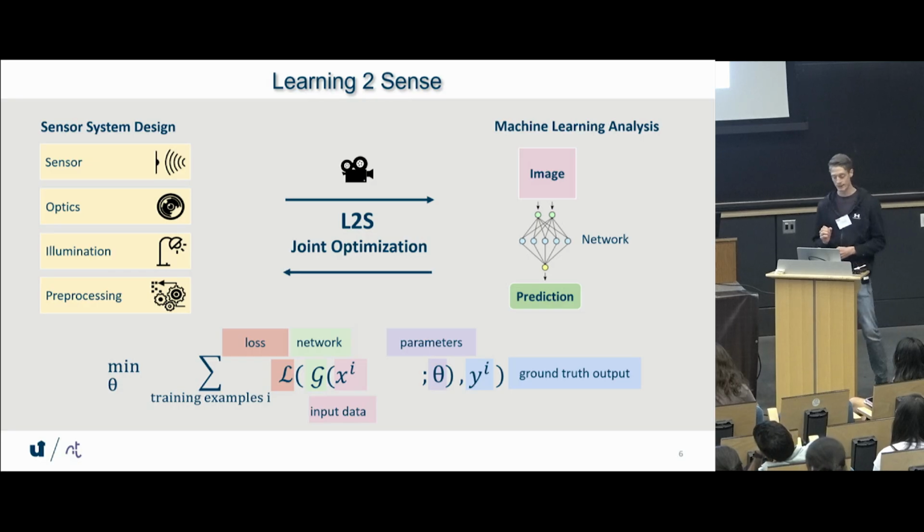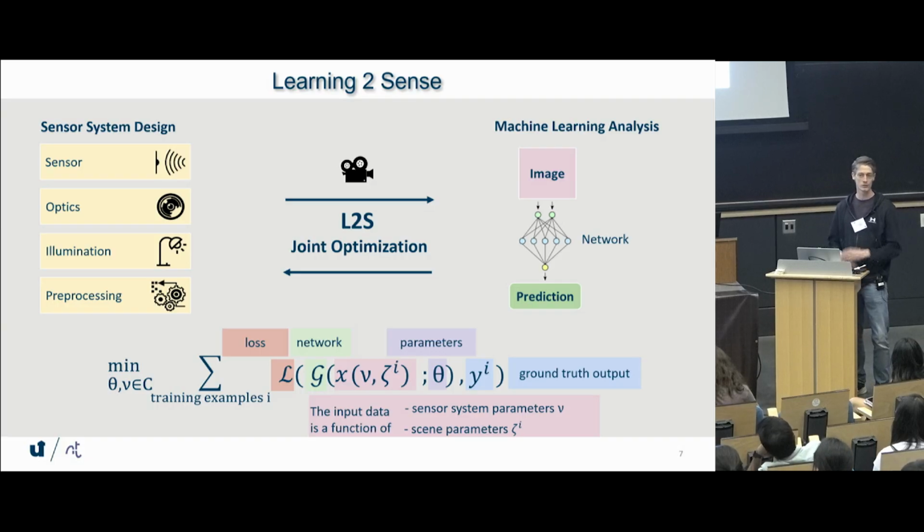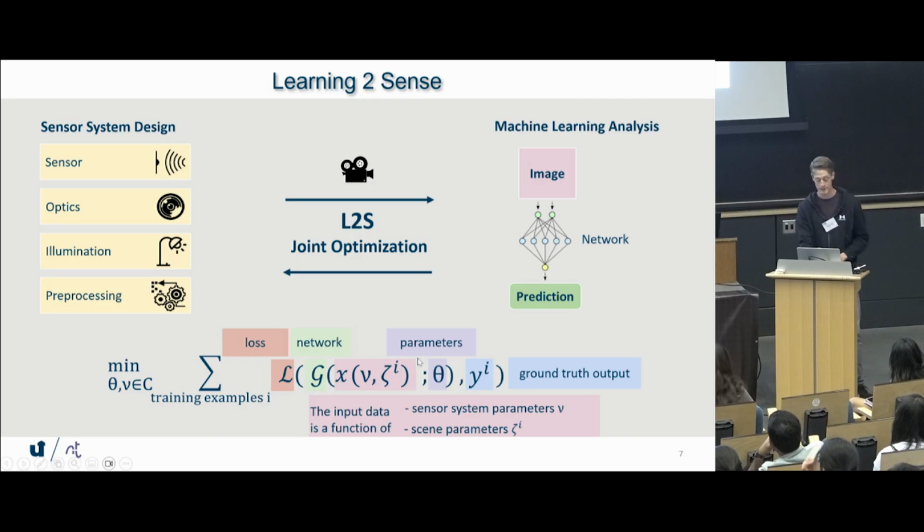But now we say, let's stop considering the input data to be something fixed and rather say that the input data should be a function of stuff we cannot influence, being called the scene parameters zeta here, so properties of the objects in the scene, as well as the design parameters we can steer, being called nu here, and try to treat them exactly like parameters of the neural network, so jointly optimize for network parameters as well as design parameters in a suitable design space.